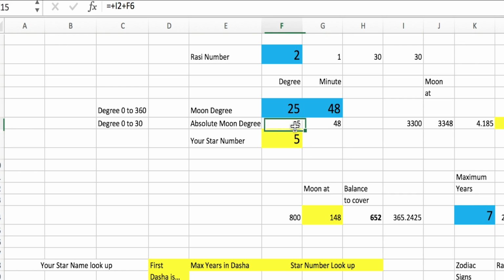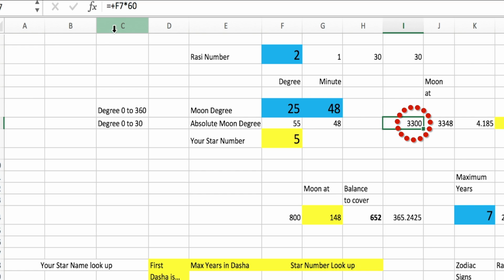Absolute moon degree 55 48 comes because you have already 30 here. The meaning of this 30 is one full sign has crossed because the Rashi number is 2. 1 into 30 is 30, so 30 plus 25 is 55 48. This is actually the absolute moon degree in the zodiac. If you know that the zodiac is from 0 to 360, instead of breaking it up into signs and then saying it is Rishabh Rasi, then moon degree, you can always say that the exact longitude of the moon is 55 degrees 48. So once you know this, the rest is quite easy.